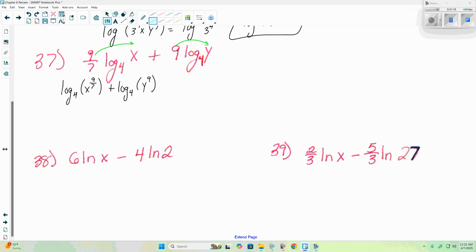Questions about what we just did? We have two logs with the same base being added, so I can rewrite it as a single log with what's inside being multiplied. Questions on how we got to this here?